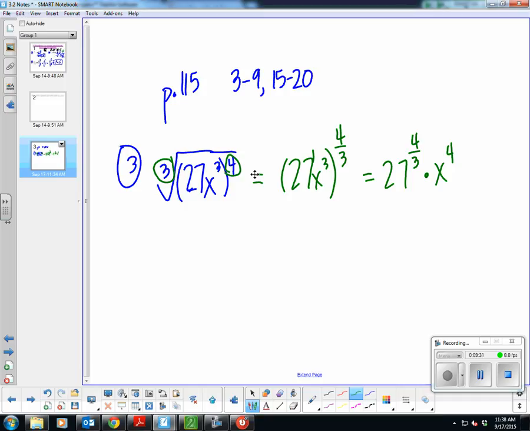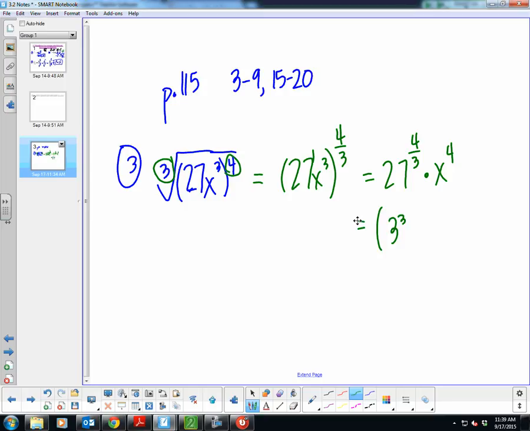Okay, now I'm going to show you what the book shows you that you can do. I'll show you one time because I think it's kind of crazy, but I just want to show you why it works. So since this was a cubed root here, or since the denominator of this exponent is 3, then you want to think of a number to the 3rd power that equals 27. So what number to the 3rd power is 27? 3.